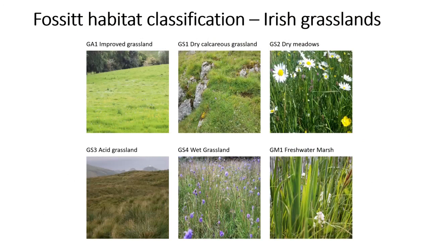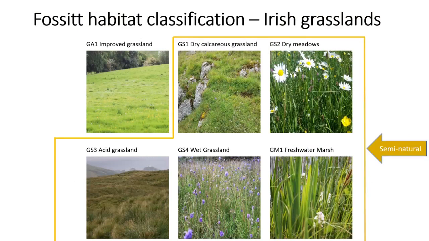So taking the habitat classification in Fossitt, there are 6 main classifications for grassland, 7 really, but the one we're not going to concentrate on here is improved grassland, because that won't be showing up in the acre scoring system. The others will: dry grassland, dry meadows, acid grassland, wet grassland, and freshwater marsh. Any of those will have species that occur on the acre scoring system.